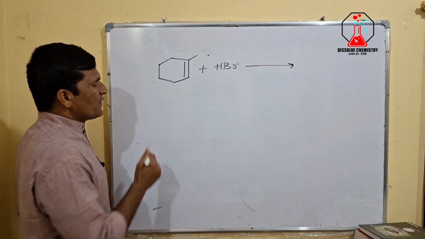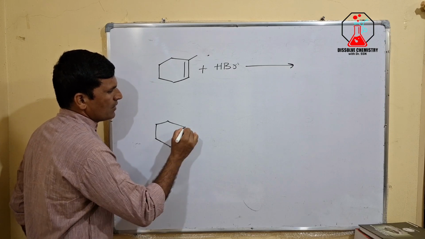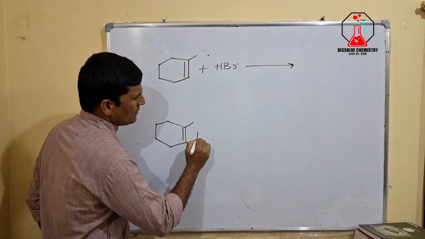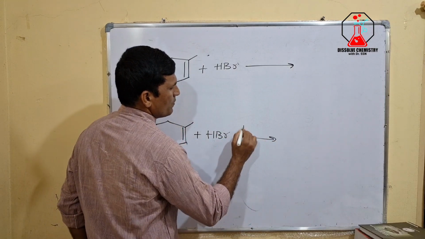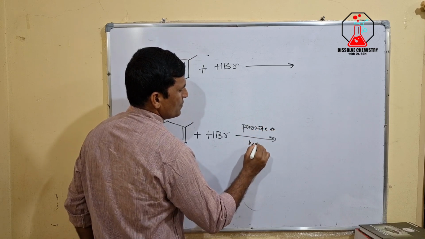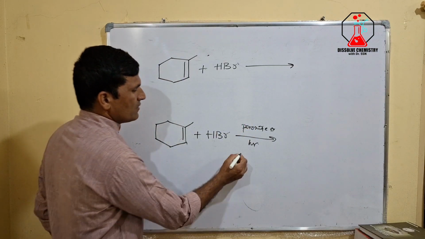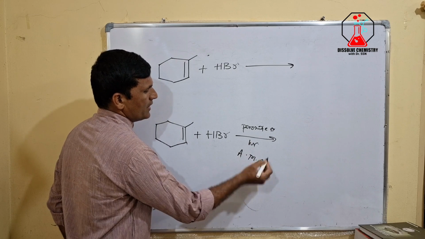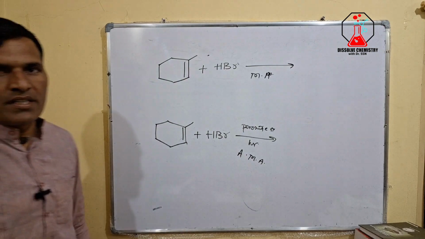Now suppose specifically, by writing this substrate, this is very, very important. Make note of this double bond. Then they will write HBr, and on the arrow mark they may put peroxide, or they may write h nu. If it is so, then your product will be different, and that is what we call anti-Markovnikov addition. Otherwise, it is Markovnikov addition, or it adds according to Markovnikov's rule.